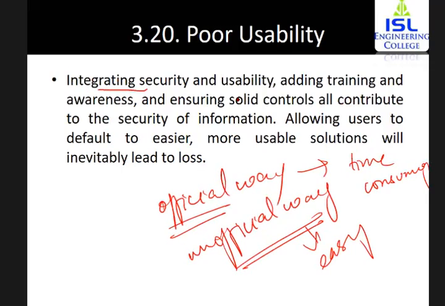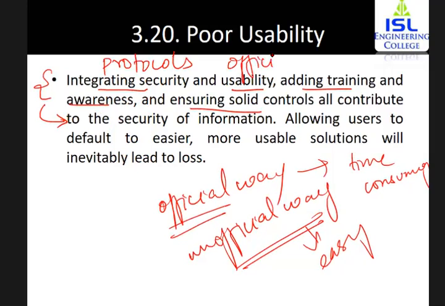That is integrating security, usability, adding training, awareness, ensuring solid controls. All these things are going to contribute to the security of information. In order for your information to be secure, you need to put in certain protocols for how people are going to use it, that is the official way. You need to add training on the different steps they need to follow to encrypt the file. Awareness means what happens if they do not go the official way. All of this is going to give the security of information.